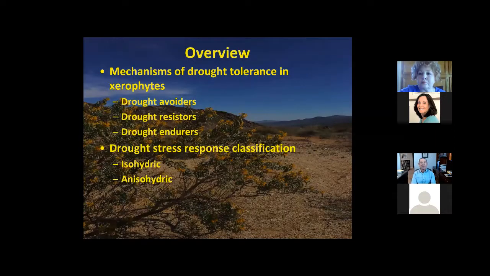Okay, so here I broke it down today into a couple areas. There's the mechanisms of drought tolerance and xerophytes. And xerophytes are just plants that can grow in drier conditions.